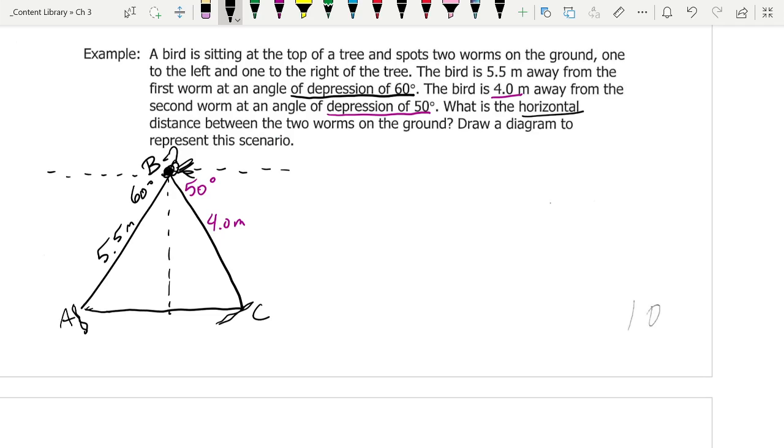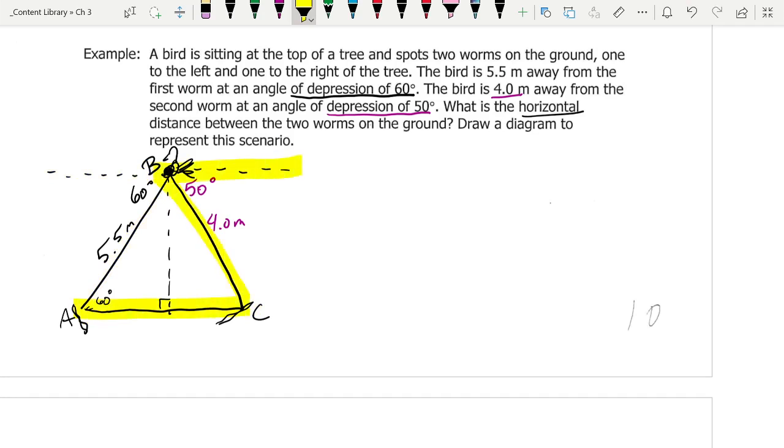What can I do here? Supplementary. Ooh, supplementary is not quite the right one. Interior alternate. If this is parallel to that, look at this. That's a right angle, because, again, the tree grows straight out of the ground. And if that's 60 degrees, this is 60 degrees. Because Z rule, interior alternate angles. I'm going to get rid of that. That's cluttering up my diagram. Okay? Oh, and while I'm at it, backwards Z rule.